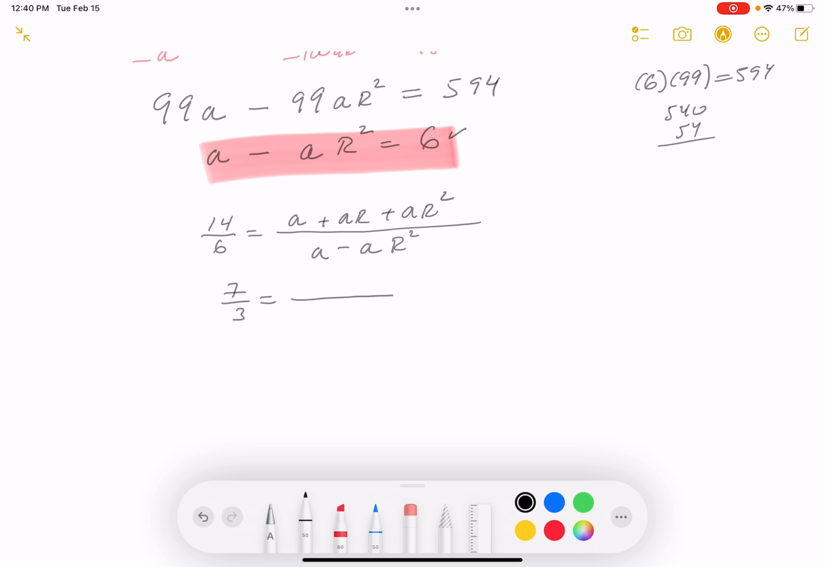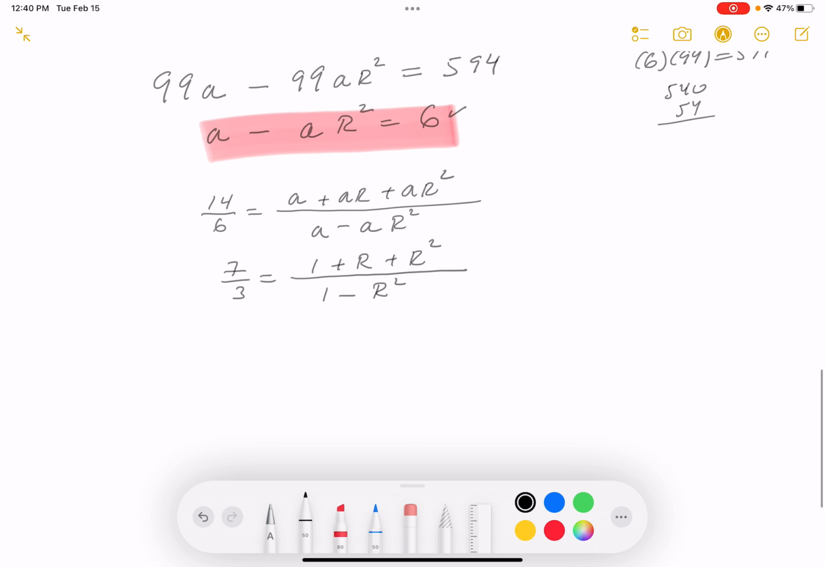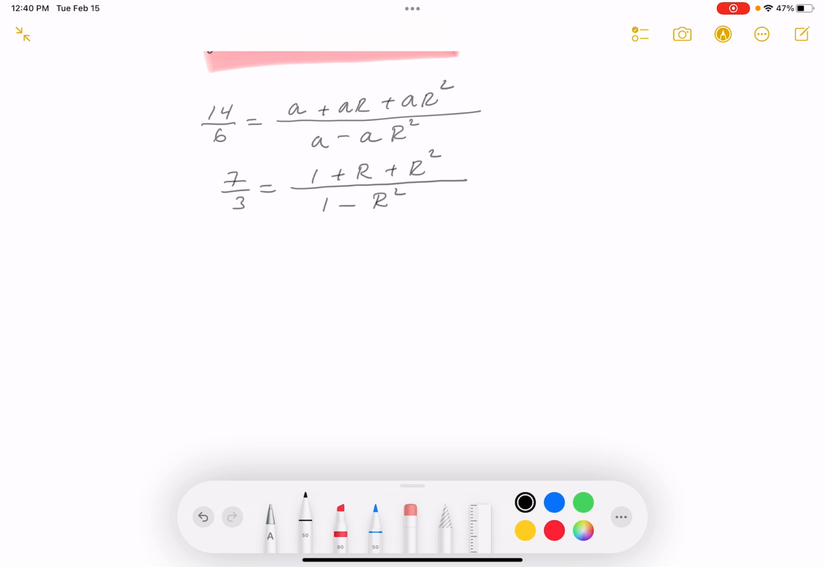I'm going to divide top and bottom by A, and then I get 1 plus R squared. I'm reducing it, by the way, and 1 minus R squared. All right, this is good news, by the way. I'll tell you why it's good news. I'm getting a quadratic and one unknown. Let's write this down. 7 minus 7R squared is equal to 3 plus 3R plus 3R squared.